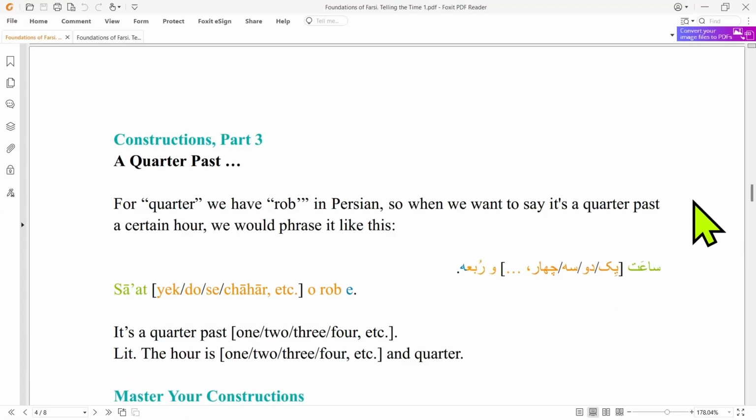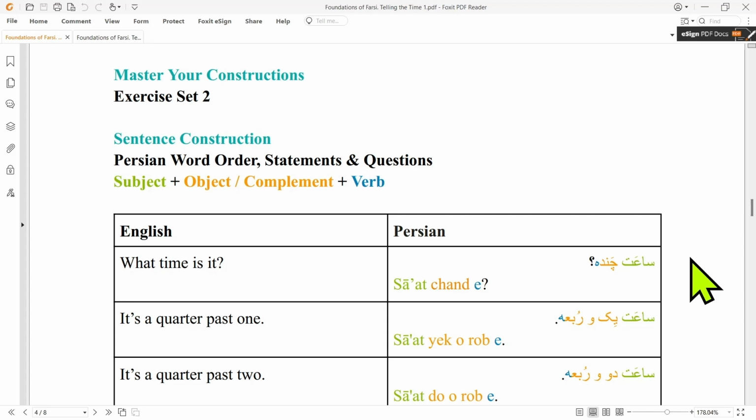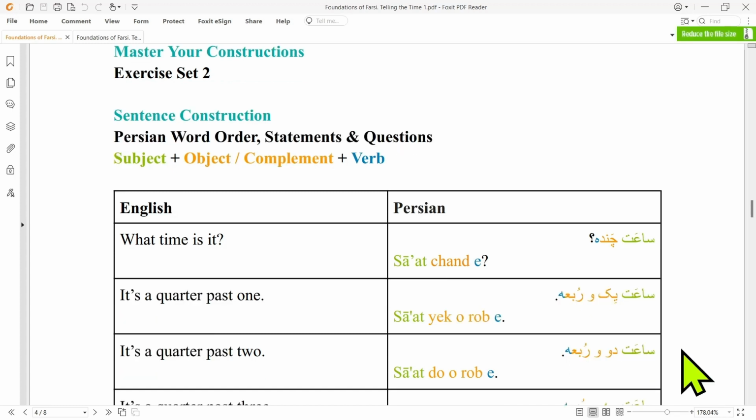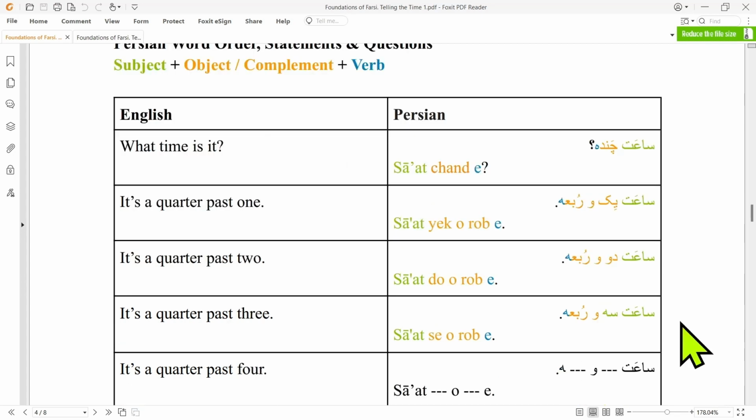Now a quarter past something. For quarter, we have rub in Persian. So when we want to say it's a quarter past a certain hour, we would phrase it like this. ساعت 1:15. It's a quarter past 1. ساعت 2:15. It's a quarter past 2. And so on. So again, what time is it? Is ساعت چنده? And if we want to say it's a quarter past 1, we would say ساعت 1:15. And it's a quarter past 2 is ساعت 2:15. Similarly, it's a quarter past 3 is ساعت 3:15.